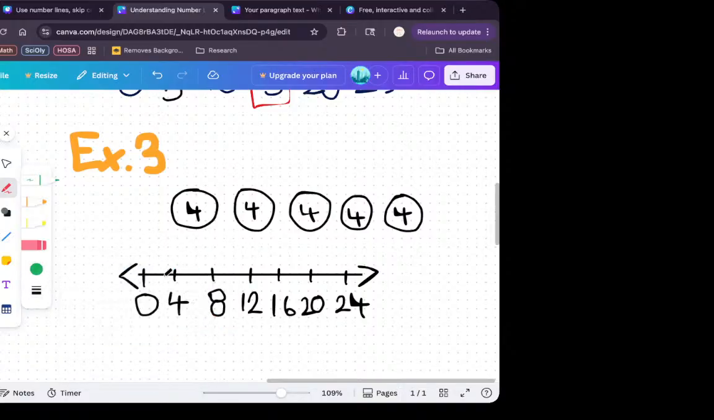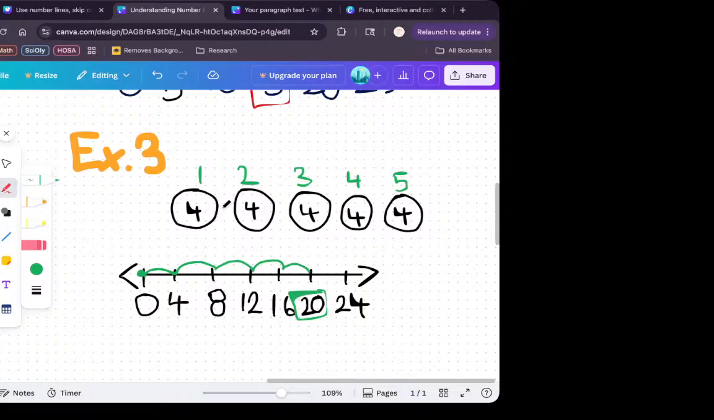Let's start with 0. And let's see, how many groups are there? 1, 2, 3, 4, 5. So we have to do 5 jumps. So the total number of groups we have is equivalent to the number of jumps we have to do. Since there are 5 groups, we have to jump 5. 1, 2, 3, 4, 5. Our final answer is 20.